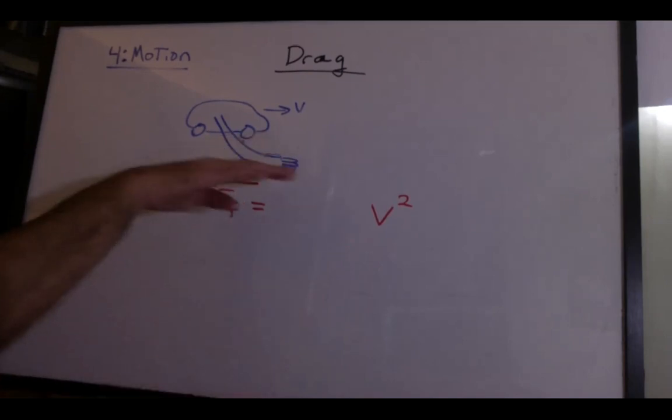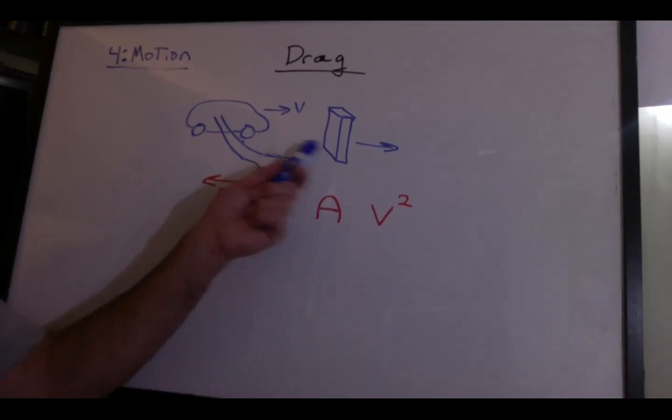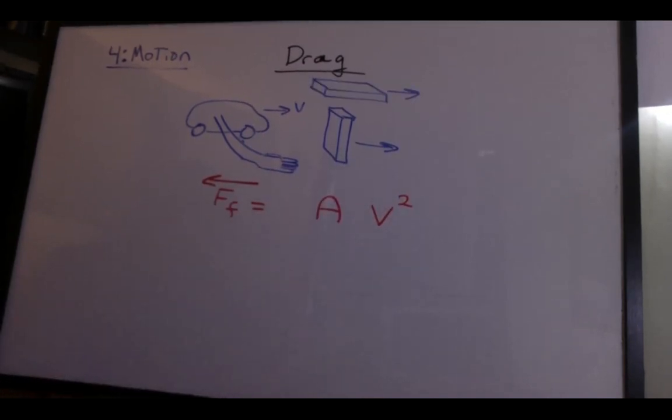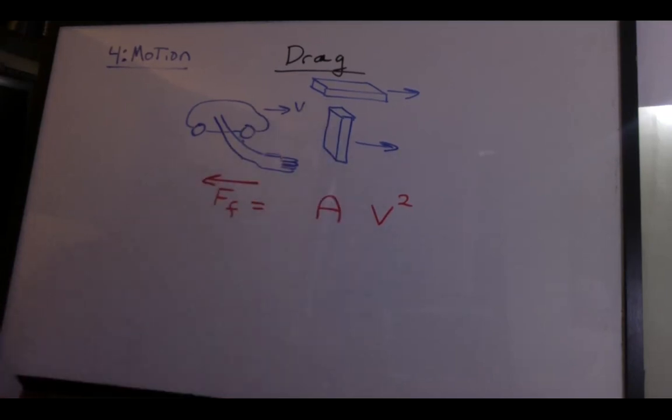Now, what if you held your hand flat going into the air? It's going to change the amount of air resistance. This is what we call the cross-sectional area. If this block was pushing through the air, it would be a lot easier if we laid it flat. We'd have less area that we're pushing through.